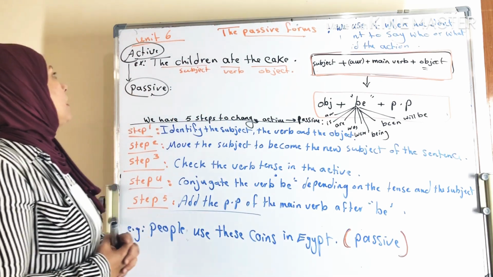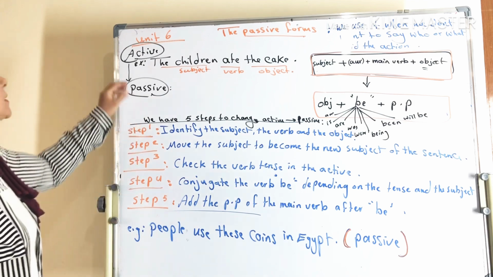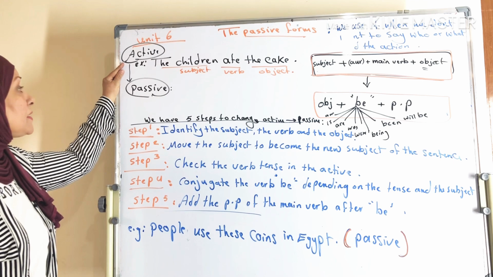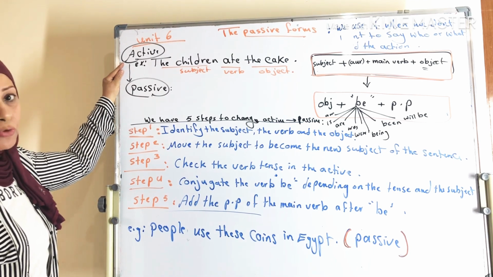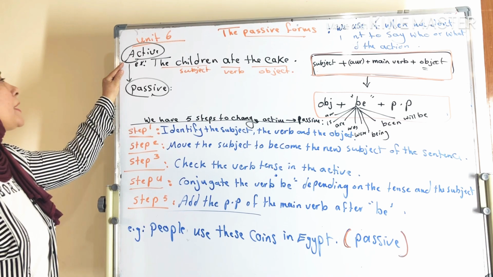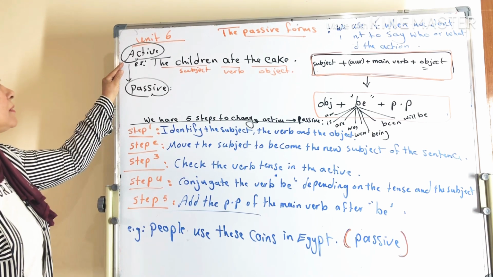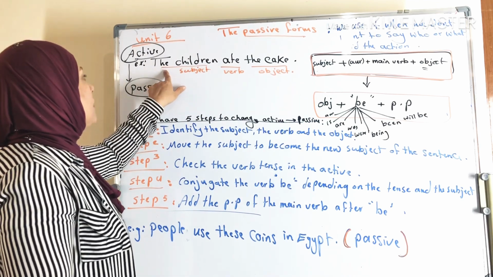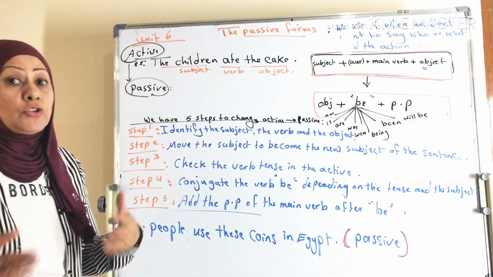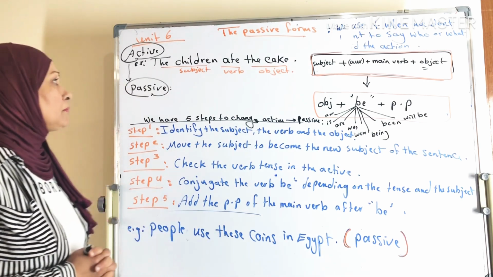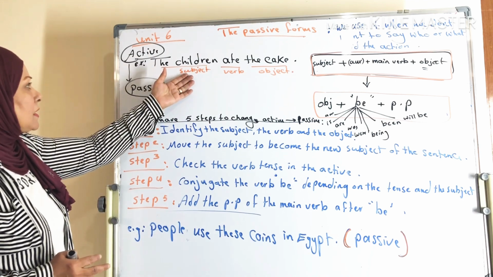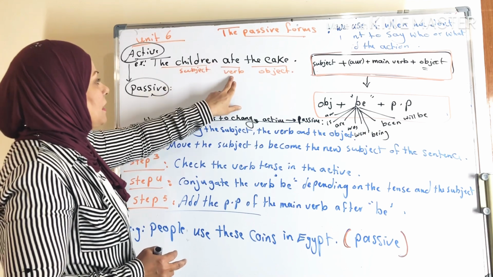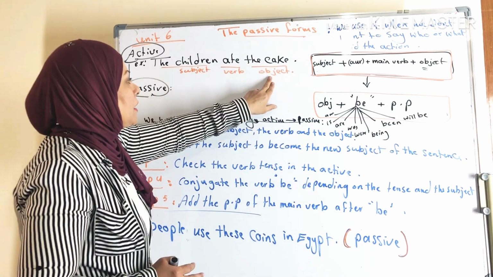Okay. First of all, let's look at this sentence. We have active and passive sentences in English. Let's go back to the active sentence and take a very simple example. The children ate the cake. This is a simple sentence, consisting of the subject, the children, the verb, ate, and the object, the cake.